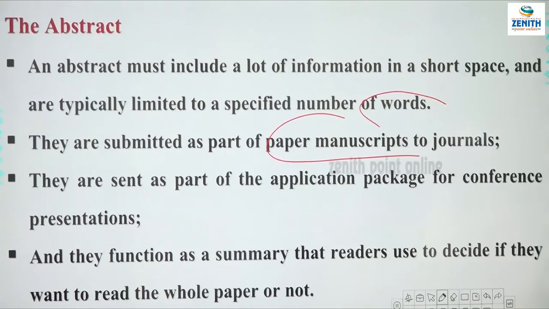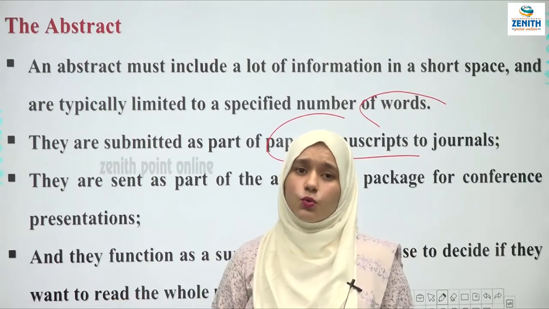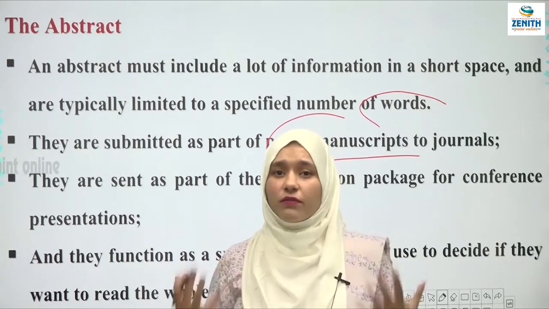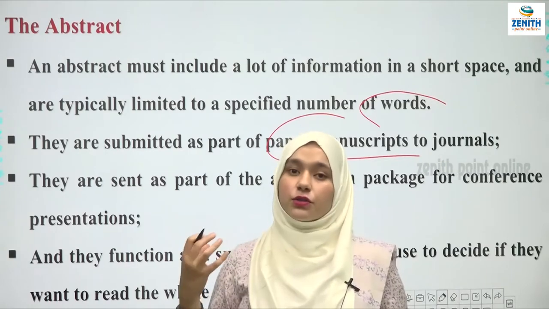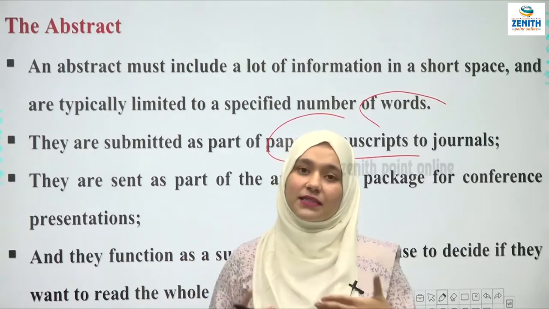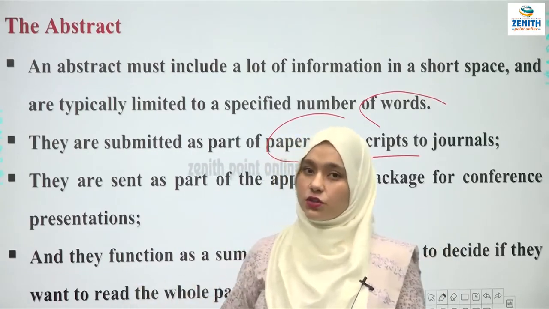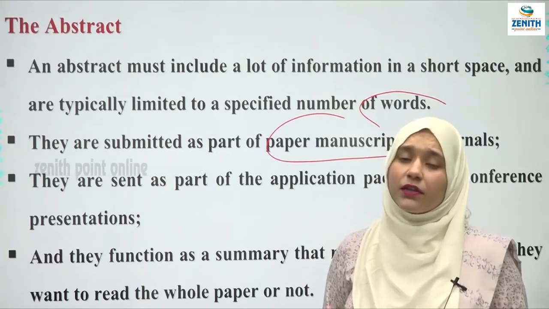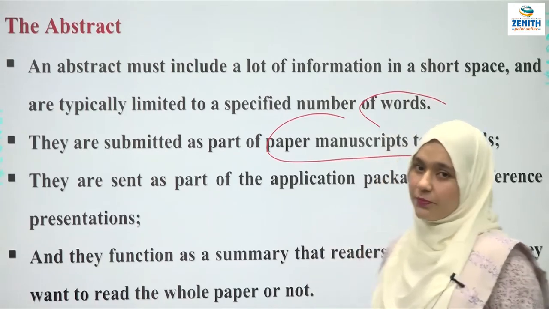And they function as a summary that readers use to decide if they want to read the whole paper or not. And in the end, after journal editors and reviewers, after the conference committee, it's always the readers whom you want to read your paper, and people should read about it. But it depends on your abstract whether they will be interested in your areas of research or not. So that is why it is advisable, and very preferable, that we give proper attention to our abstract.